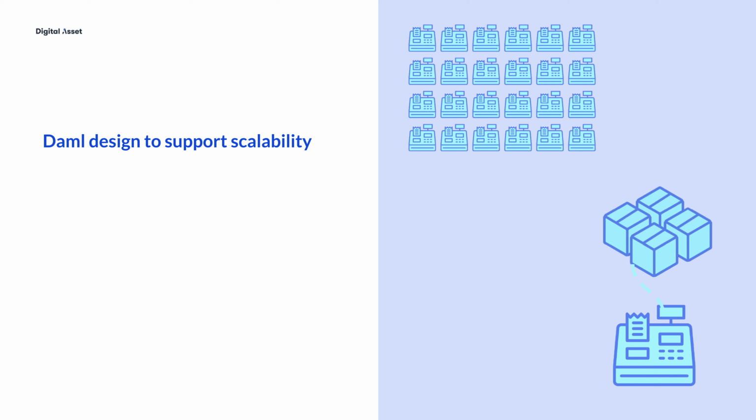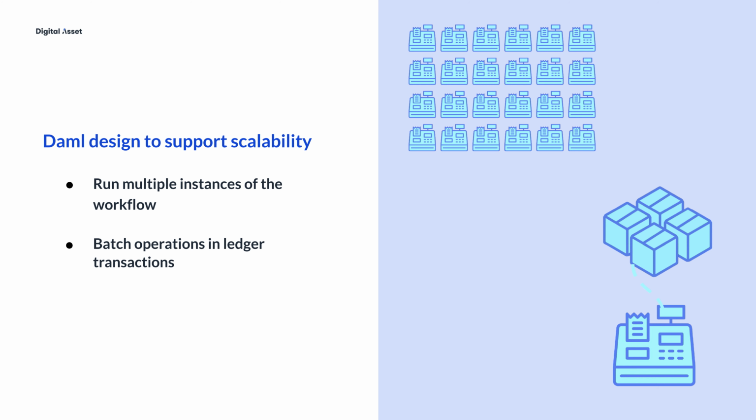The design approach to support scalability focuses on allowing the application to fully exploit any resources available to it and falls into one of two categories. Allow multiple instances of the workflow to run simultaneously, and allow batches of operations to share the same ledger transaction.